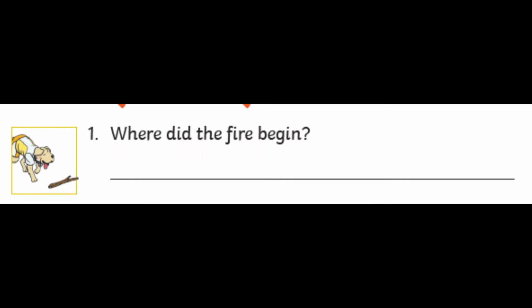Look at the clues in the question. I would look for maybe the word fire and the word begin, or you might want to think of another word that means the same as begin. Maybe that's the word you might need to look for. But if you read the text, you will be able to find the answer. You can underline it before you write the answer down. Off you go.